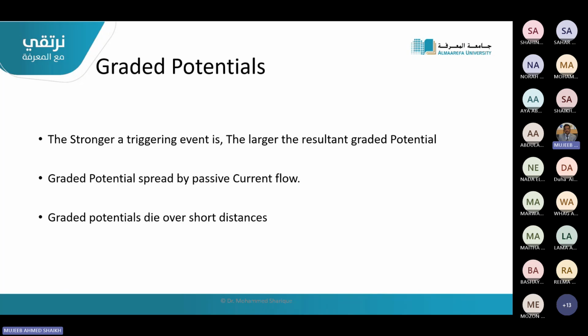When you have a stronger stimulus, it will remain open for a long time. Let's say this is a sodium channel. If you open it by a smaller force, it will close after some time. But if you apply a greater force, it will remain open for a long time, and it will take a long time for closure. So that's why the potential will be bigger here, and the potential will be less here.